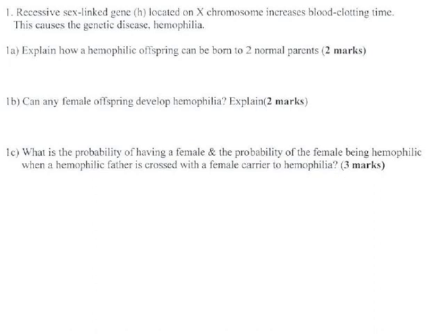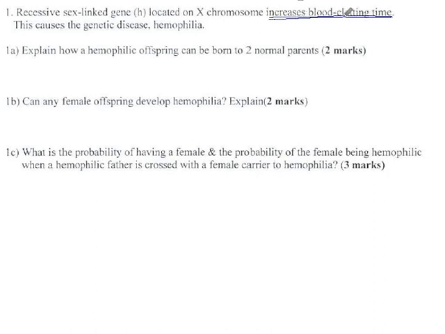Okay, continuing to work on sex-linked traits here, and we're still working with the common example of hemophilia. Color blindness is the other one you'll see a lot, but this is kind of our go-to example. Recessive sex-linked gene H on the X chromosome increases blood clotting time. This causes the genetic disease hemophilia. This is the technical term for when you cut yourself, you bleed for a long time.